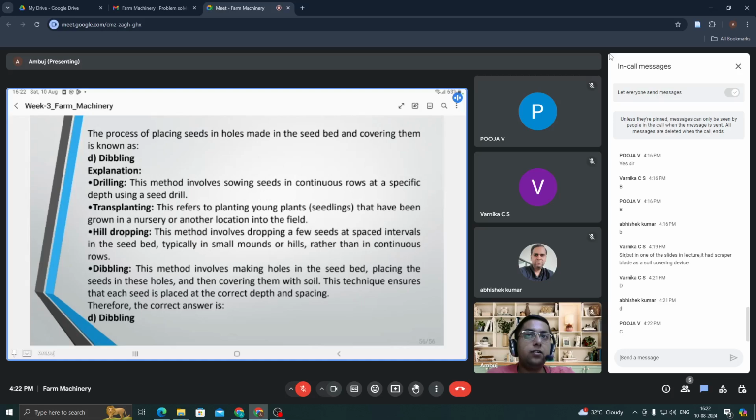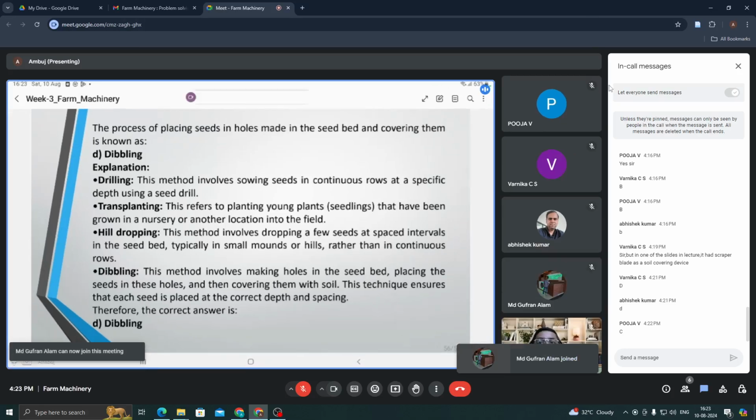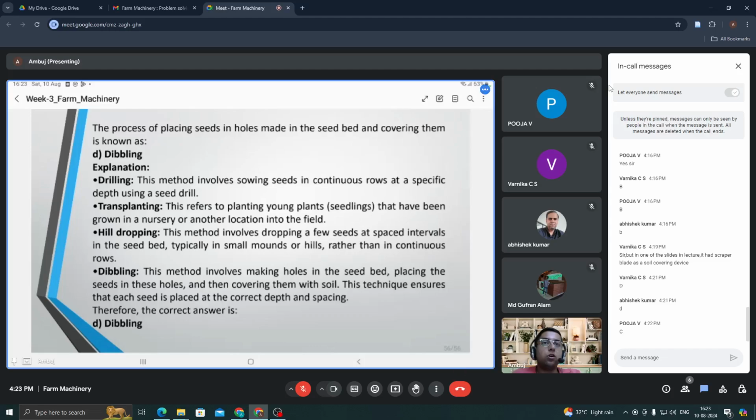Transplanting refers to raising the young seedlings, then transferring them to another location. Then hill dropping method is there. This method involves dropping a few seeds at spaced intervals in the seed bed, typically in small mounds or hills rather than continuous rows. Then the last option was dibbling. This method involves making holes in the seed bed, placing the seeds in the holes and then covering them with the soil. That is what was asked.